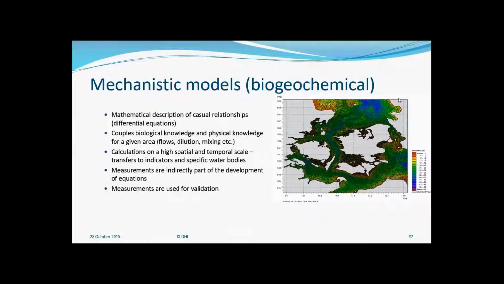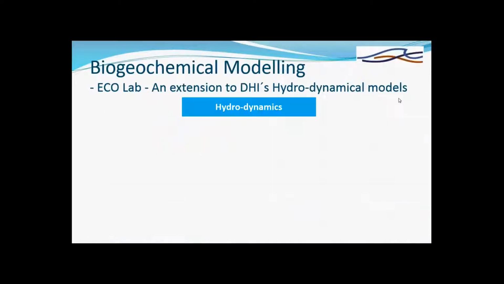Mechanistic models, or biogeochemical models, are a mathematical description of causal relationships, and they end up in a number of differential equations. They cover the biological and physical knowledge for a given area. It's a calculation on a high spatial and temporal scale, transferred into indicators in specific water bodies. Measurements are indirectly part of the development of equations, and measurements are used for validation. So these are the models that I will talk about from now on.